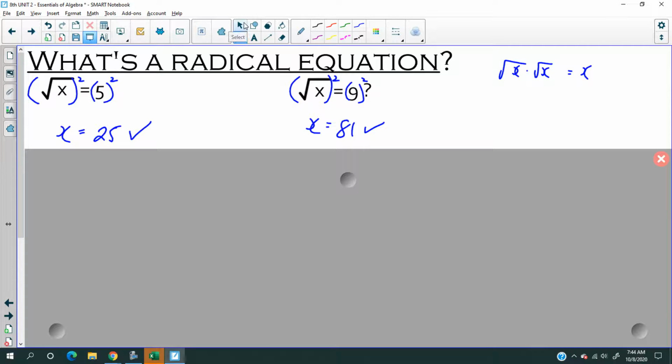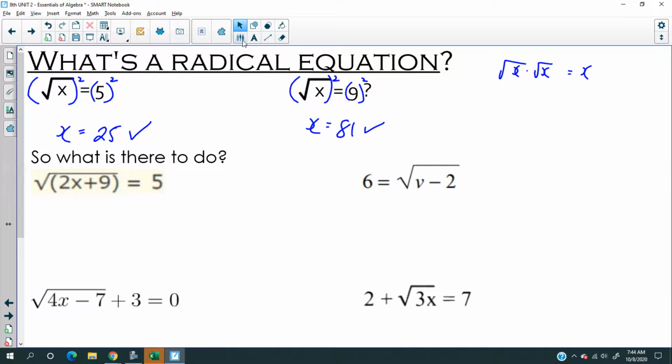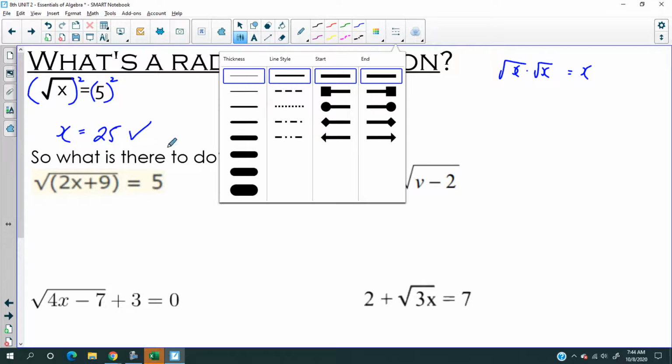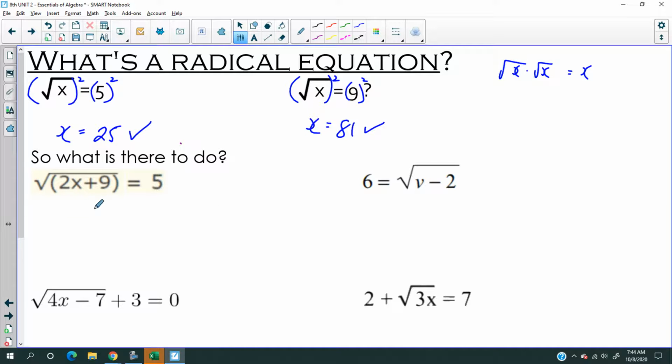Now, some of you might say, wait, is that it? Is that all we have to know? And my answer is not quite. So what is there to do with these sort of questions? Let me show you another example. So here we have the square root of 2x plus 9, the whole thing equals 5.